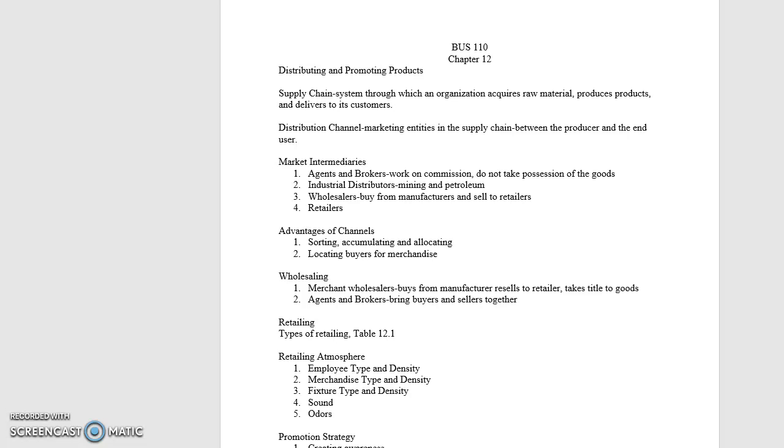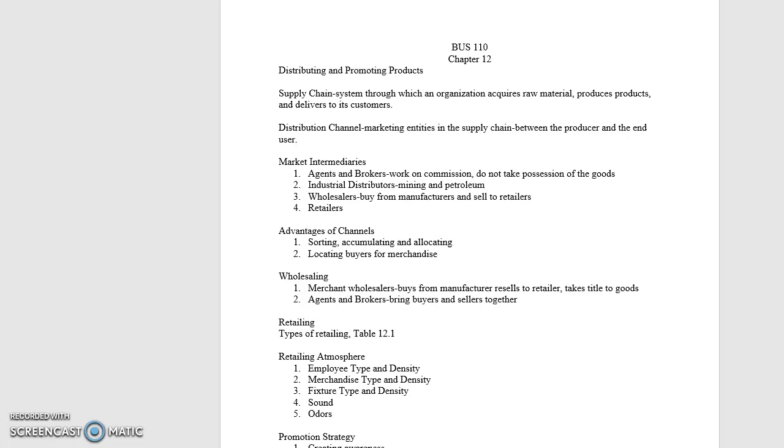Chapter 12 in Business 110, Distributing and Promoting Products. If I had written the textbook, this would be two separate chapters because they're two very different kinds of activities, but I didn't write the textbook, so let's just dive in because there's a lot of information.